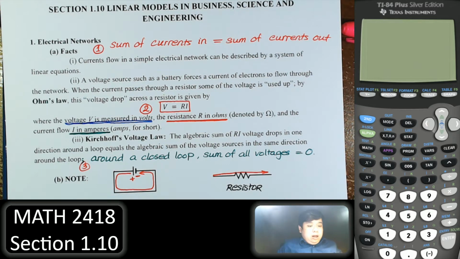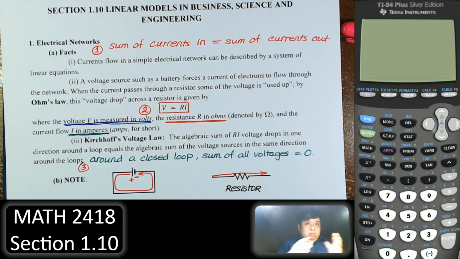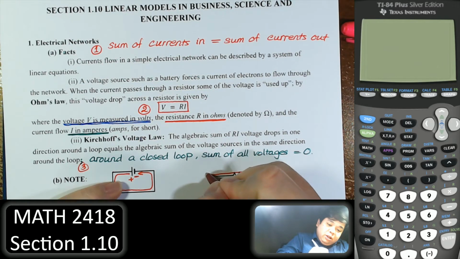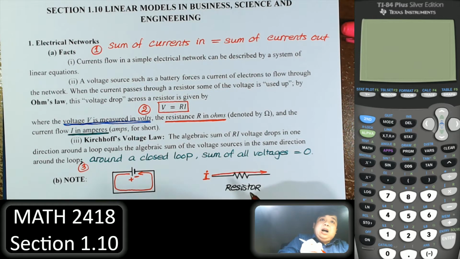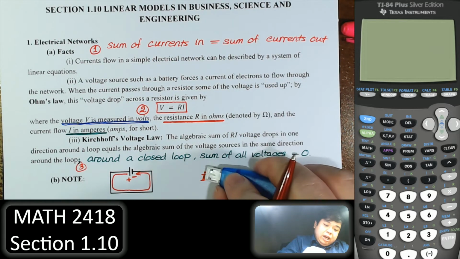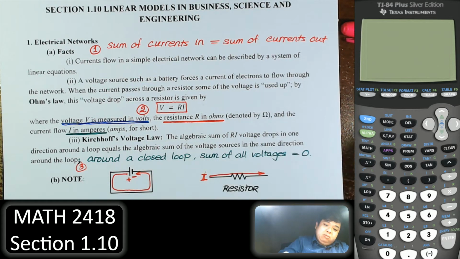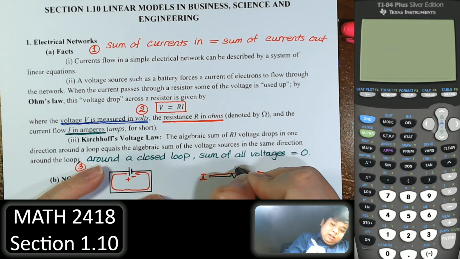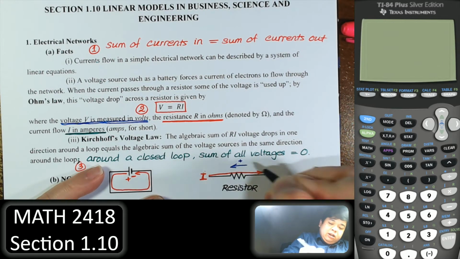Now for the resistor, we don't have the direction, but let's assume that the current goes this way. If I go that way with the current, some other books use lowercase, here I just use uppercase, and if we go against it, we're going to gain the voltage.